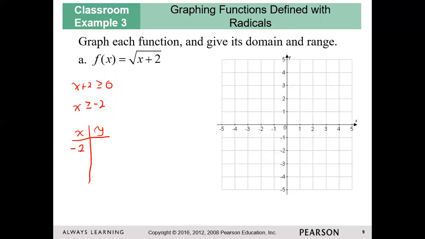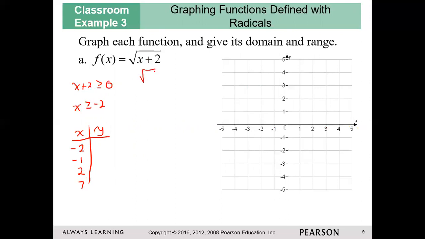So I'll pick negative 1 as another value. I will pick 2 as another value, and you'll see why I've chosen these values in a minute. And maybe one more for good luck. I'll choose, I don't know, 7. Doesn't really matter. You'll see that 7 goes off the grid, but we'll still do it anyway. So we're going to substitute these values into this function.